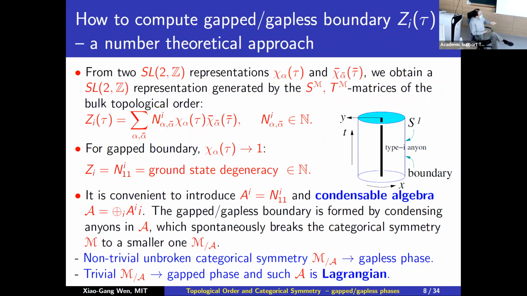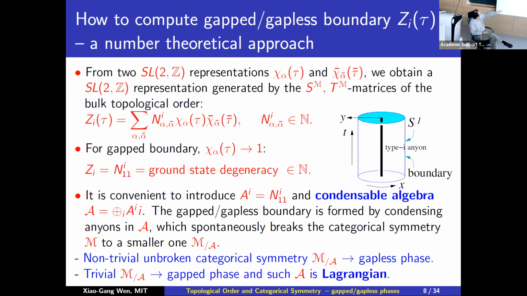And the second point is that the condensation would spontaneously break conservation laws, like in the bulk, like in a Z2 gauge theory. E has mode conservation. Then in the E condensed boundary, this mode conservation is spontaneously broken. And therefore the categorical symmetry is broken down to something smaller. So we have a smaller categorical symmetry induced by anyon condensation. This is like the unbroken symmetry. The unbroken symmetry has a corresponding categorical symmetry we call M/A. This kind of thing is also important. I will explain in a moment.